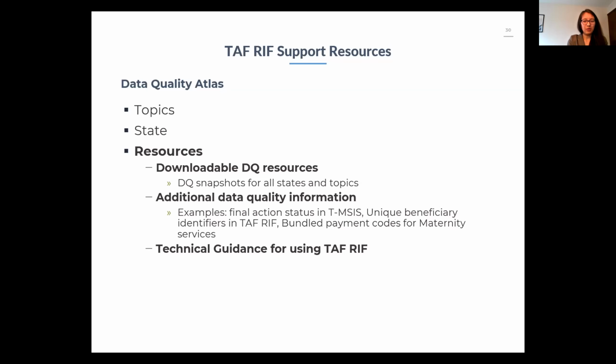Overall, I think the data quality atlas is really well put together. It's a lot more user-friendly. You don't have to download 50 different Excel files per year of data if you're interested in understanding national Medicaid data. So I would highly encourage anyone requesting the TAF RIF to look at this in advance of the request and in the project design phase. And then again, it's a good resource as you're working on your project.